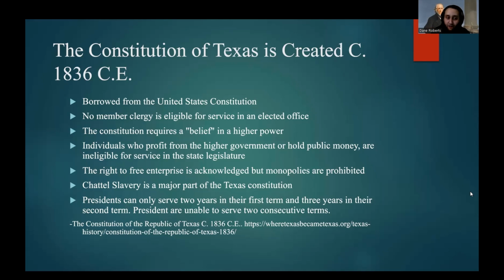And the issue of chattel slavery was a major part of the Texas Constitution. Also, presidents could only serve 2 terms, 2 years in their first term and 3 years in their second term, and were unable to serve 2 consecutive terms, meaning they could serve 2 terms, but they couldn't be back to back. And here's the source I got that information from.